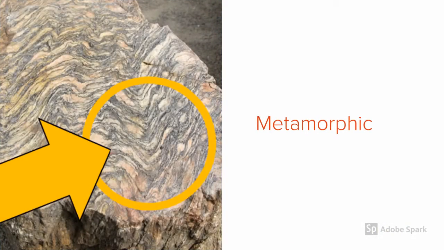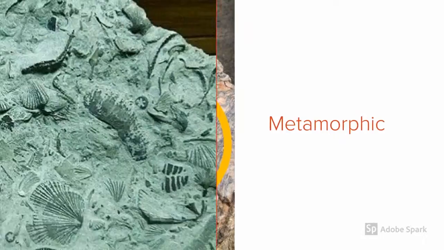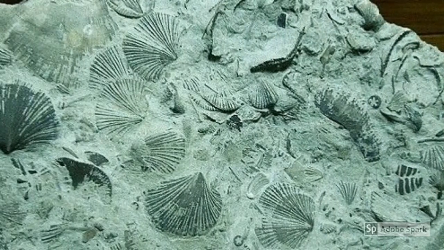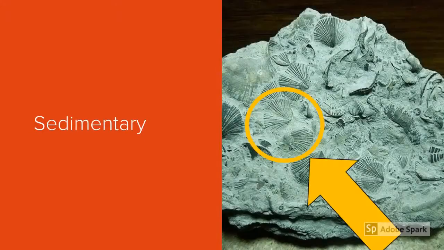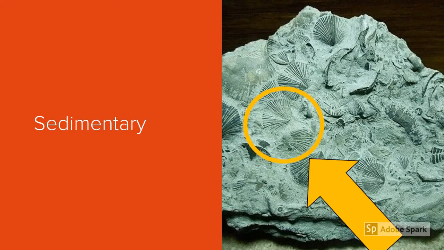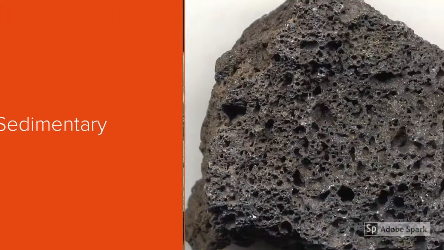This is a metamorphic rock. It can be identified by its ribbon-like layers. What kind of rock is this? How can we tell? This is a sedimentary rock. We can tell by the fossils that are formed in the rock, because fossils can only appear in sedimentary rocks.